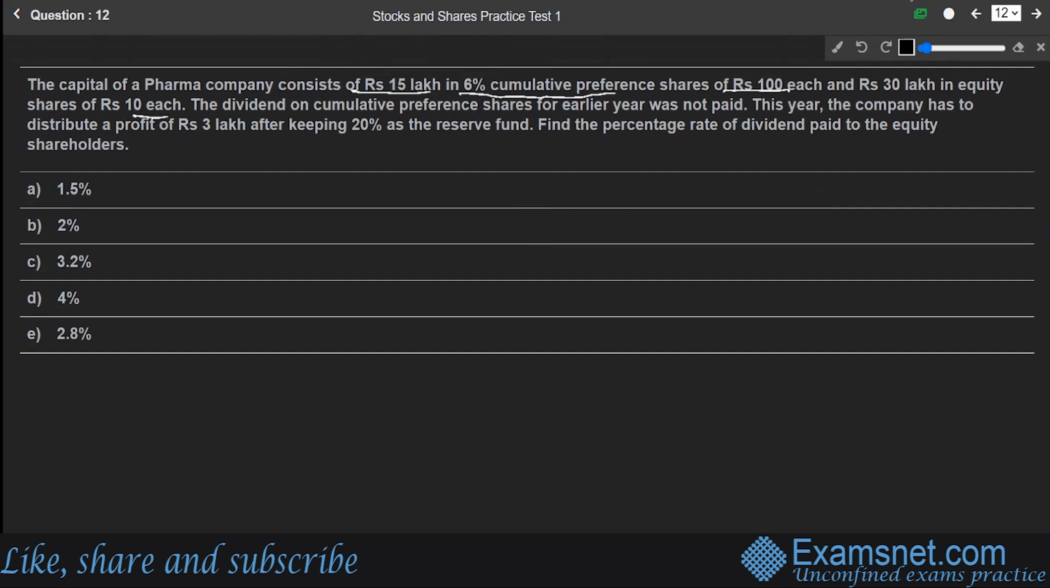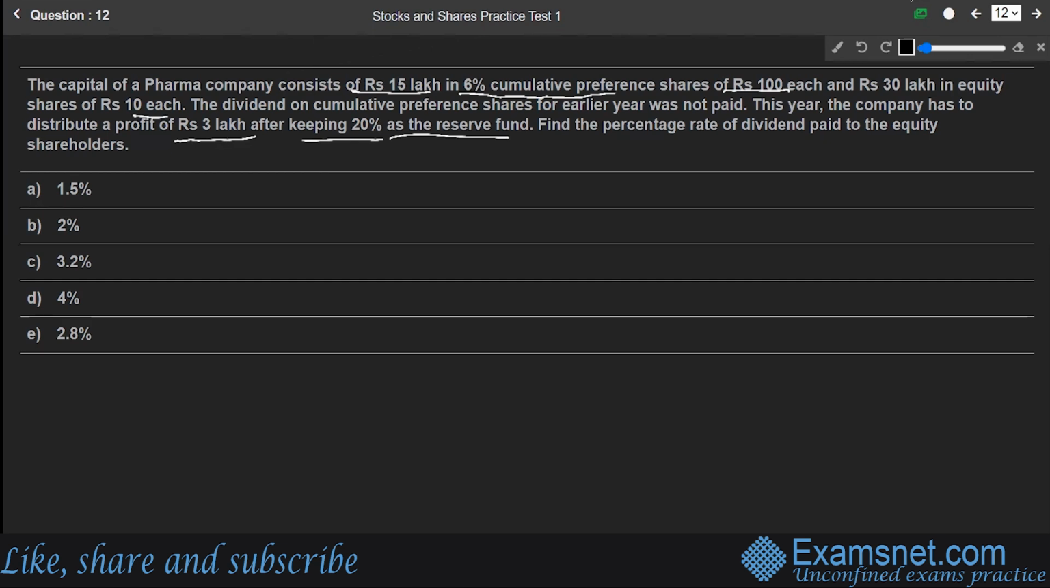The dividend on cumulative preference shares for the earlier year was not paid. So for the first year, the dividend was not paid. So that is to be paid also. That got accumulated. This year, the company has to distribute a profit of rupees 3 lakh after keeping 20% as reserve fund. So 3 lakh is to be distributed, but before that, the company has to keep with it a 20% reserve.